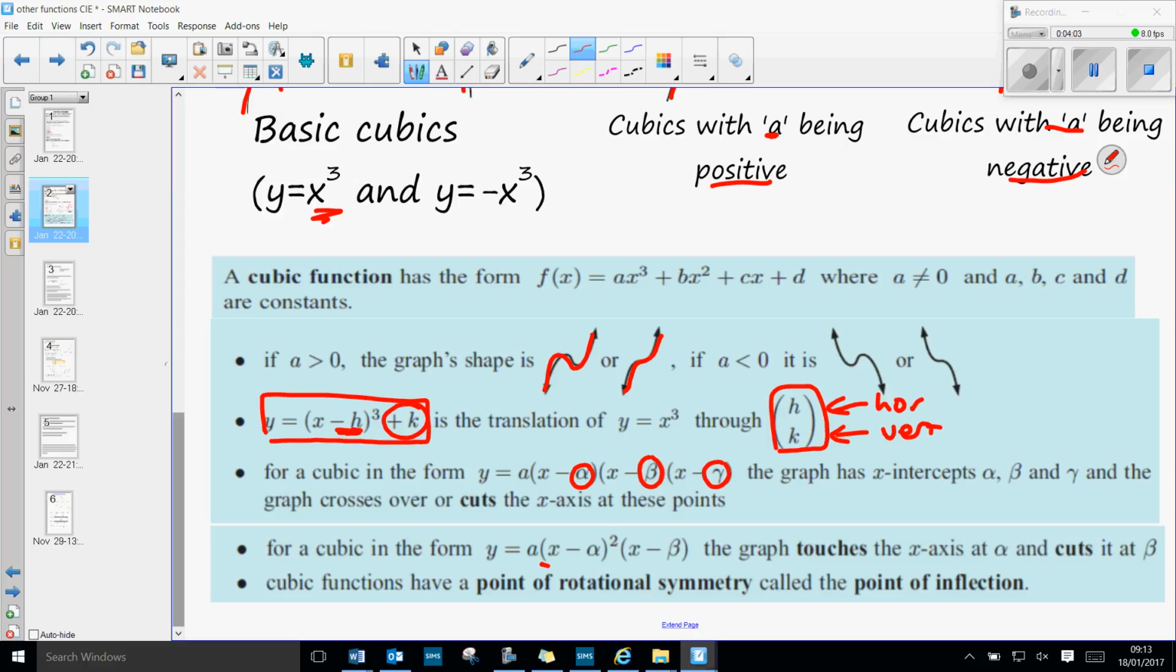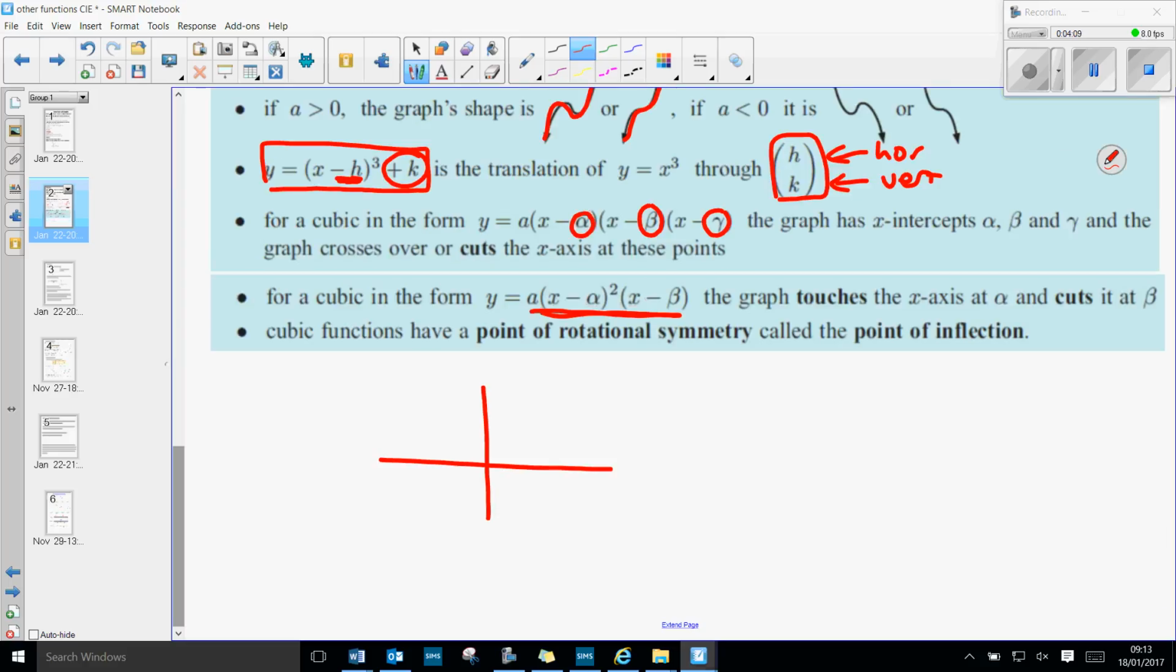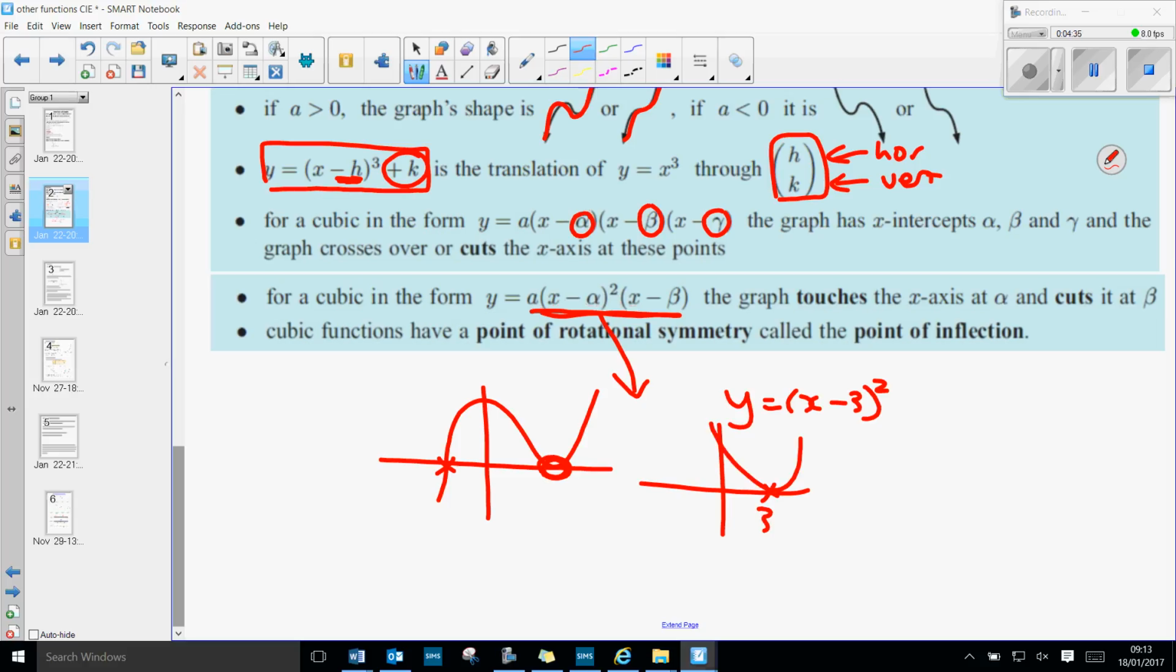In some cases, you may have a cubic that would look more like this. In that case, it just touches at this point and crosses at this point. This is all connected to the quadratic work that we did, because if we had y equals (x minus 3) squared, we know that just touches at 3 and is our parabola. So if you have any feature of that within the cubic graph, it's going to be the same thing. It just touches at that point rather than goes through it.